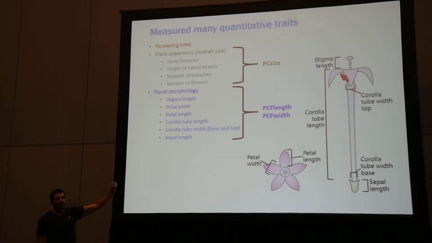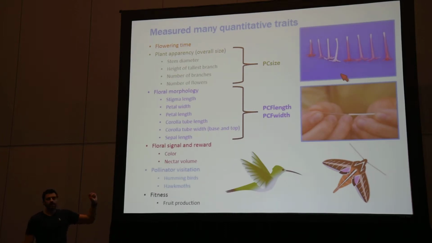They also measured 7 morphological features of flowers. Again, I'm going to reduce the dimensionality using a principal component analysis into a length and width descriptor for flowers. They scored color, nectar volume, they also followed pollinators in the field. So we have some good data on visitation rates from our 2 primary pollinators. And then finally, harvested fruit at the end of the season, which I will use as an estimate of lifetime fitness.